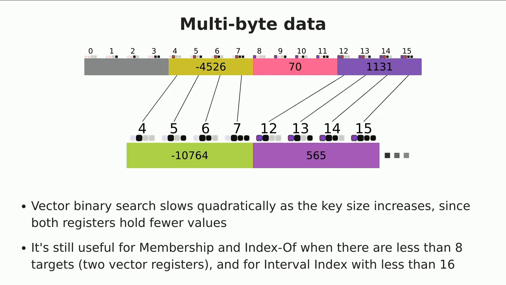So I have the same thing here. This 565 was greater than 70, so it moved that way. And I do this again.